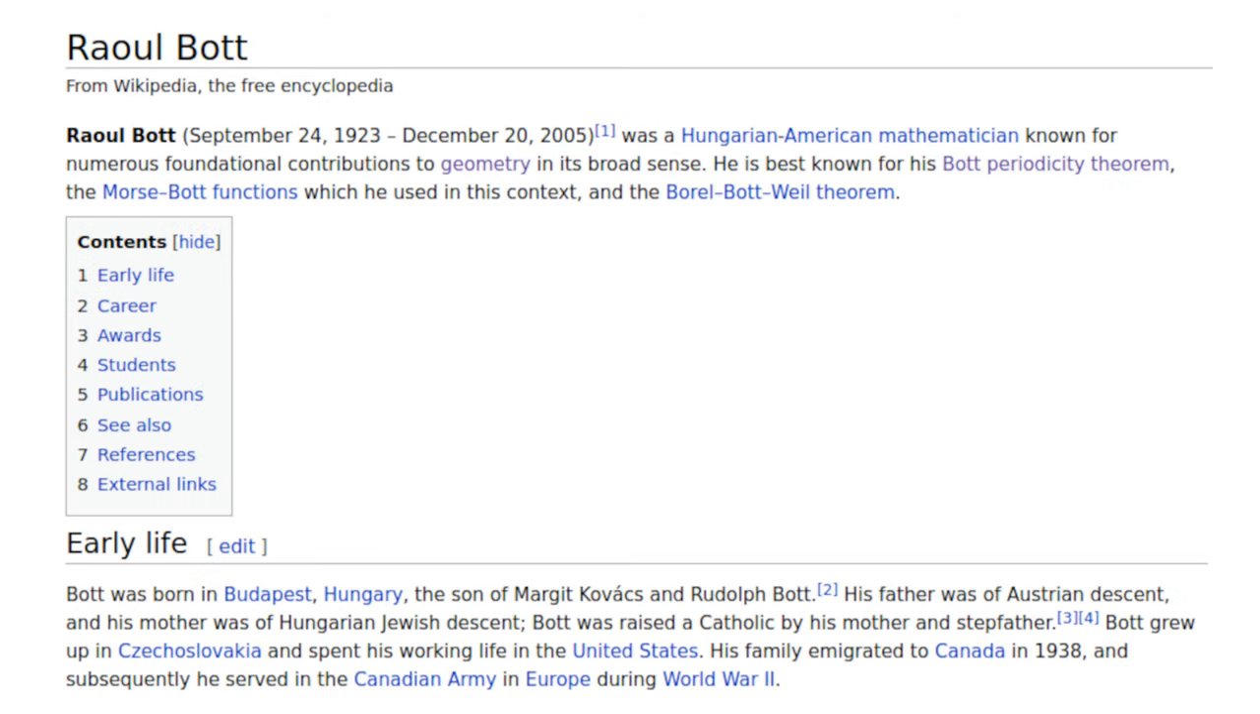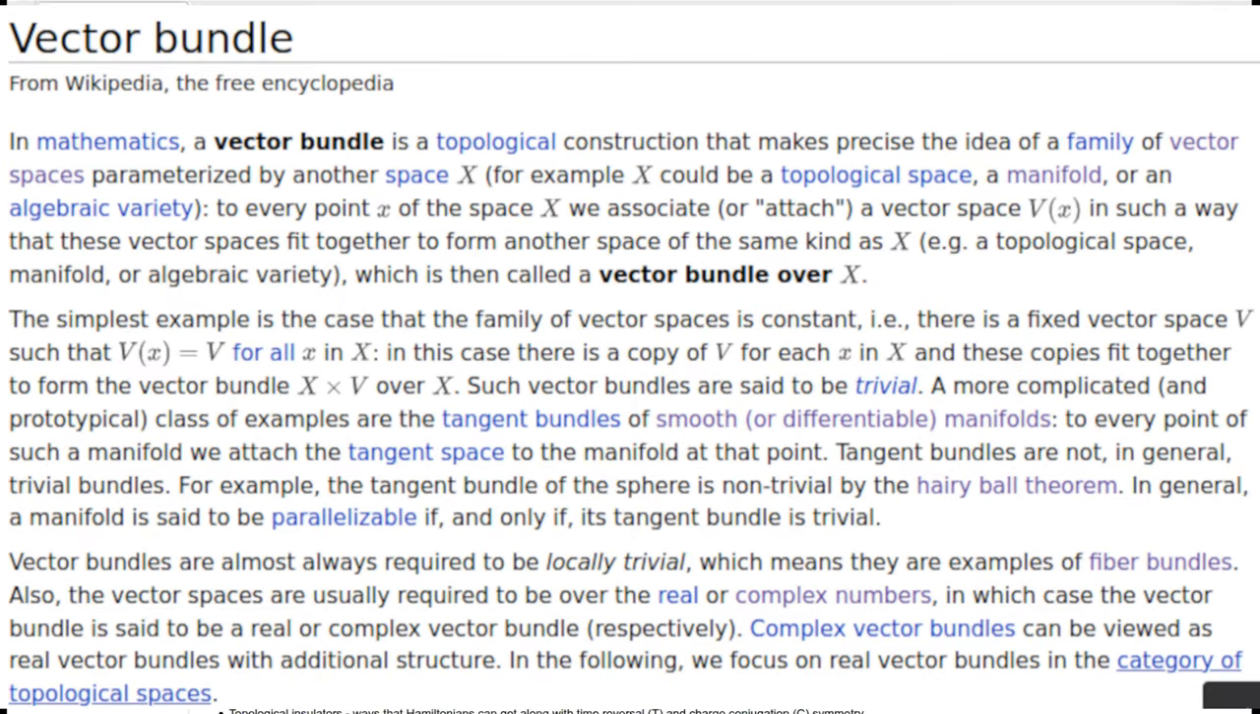Bott periodicity is kind of like the foundation, certainly in complex numbers. And K-theory has to do with vector bundles. So it could be real vector bundles or complex vector bundles. So how are you working with these entire systems of vector bundles? So I guess that would be the kind of thing involved in studying symmetric spaces, for example.